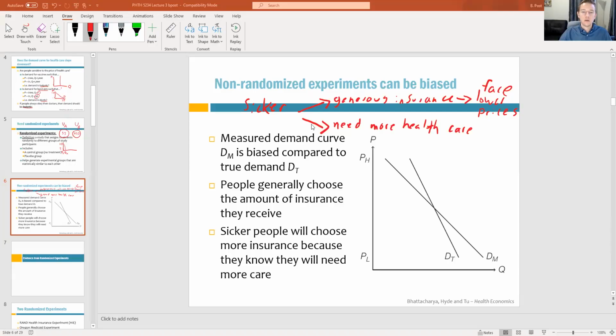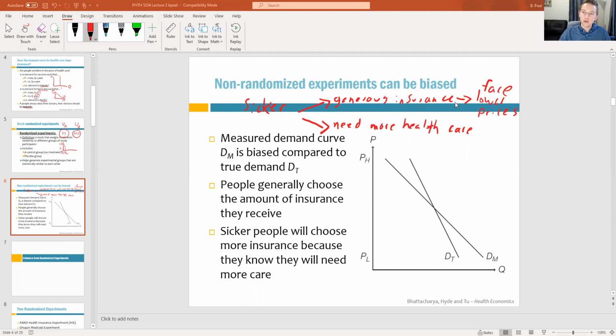Okay, so let's suppose that you're a sicker kind of person. You know that you're going to need more surgery, you know that you're going to need more medicine, whatever. So that has really two effects. The first thing is, of course, you're going to need more healthcare. And secondly, you're also going to choose to have more generous insurance because that will help you to pay for it. So you choose a plan that will cover most of your costs.